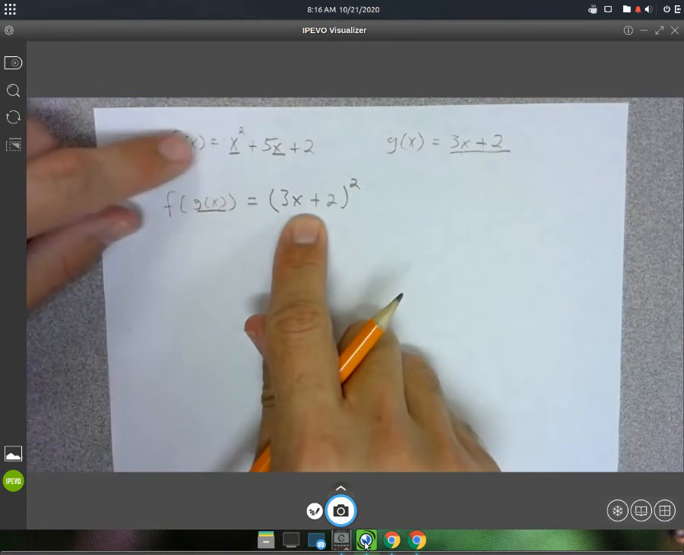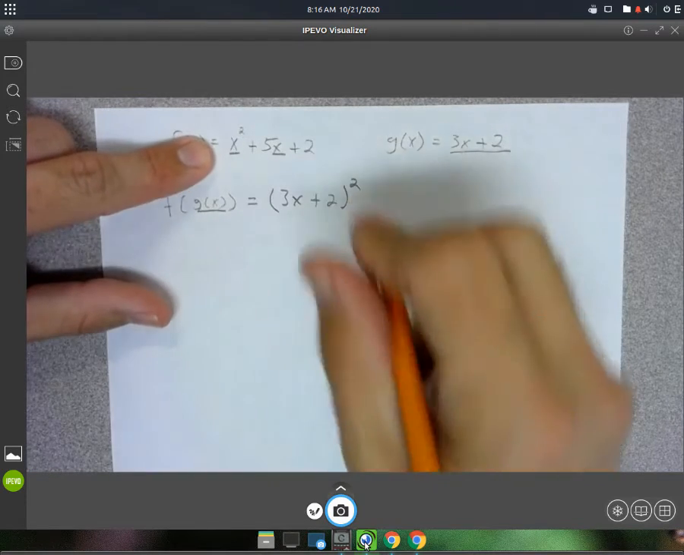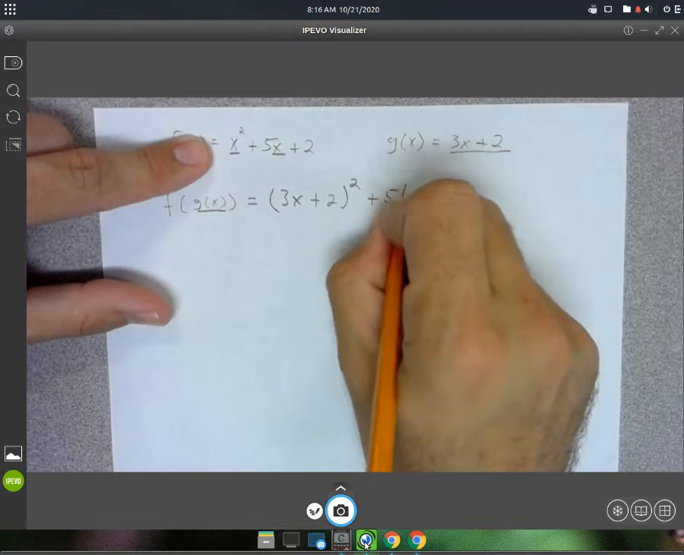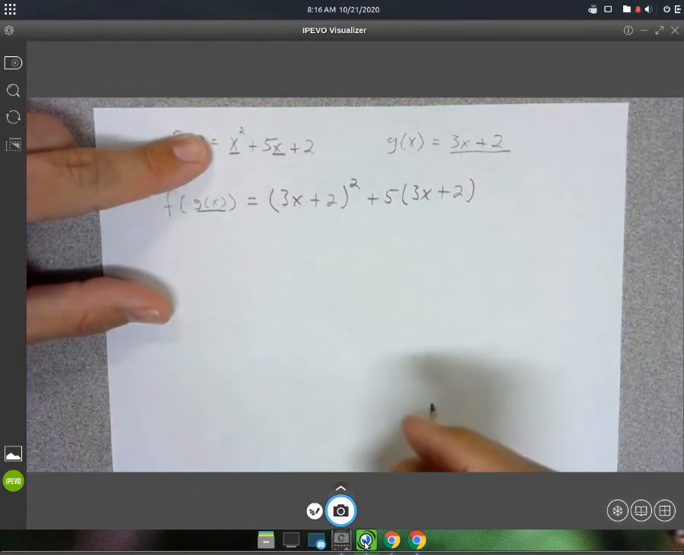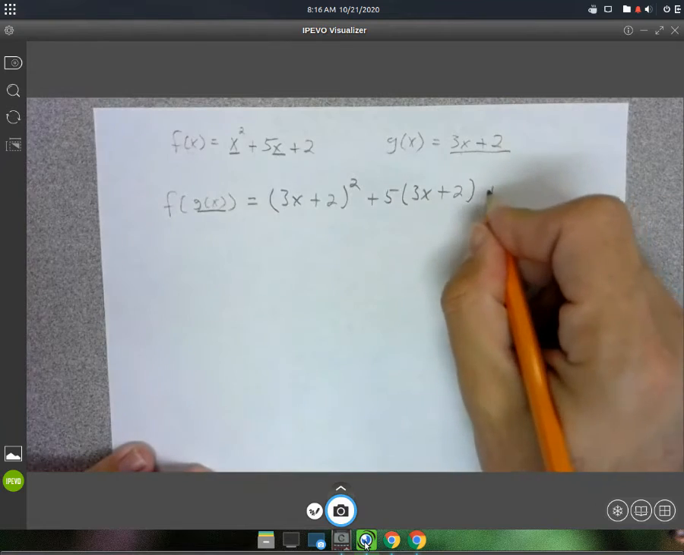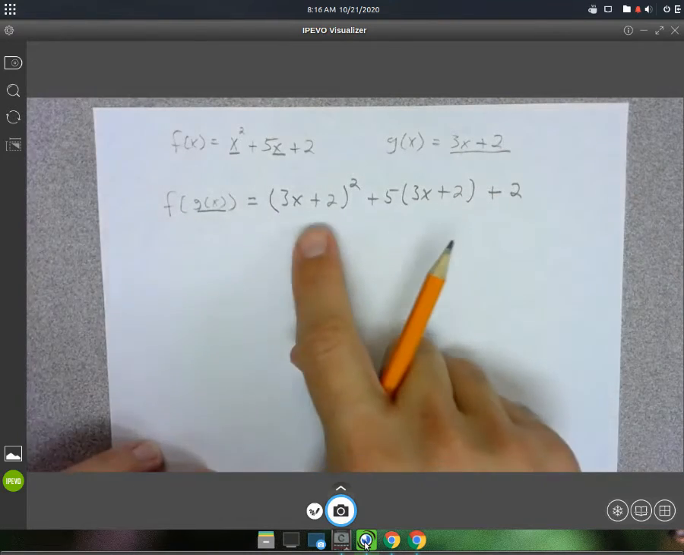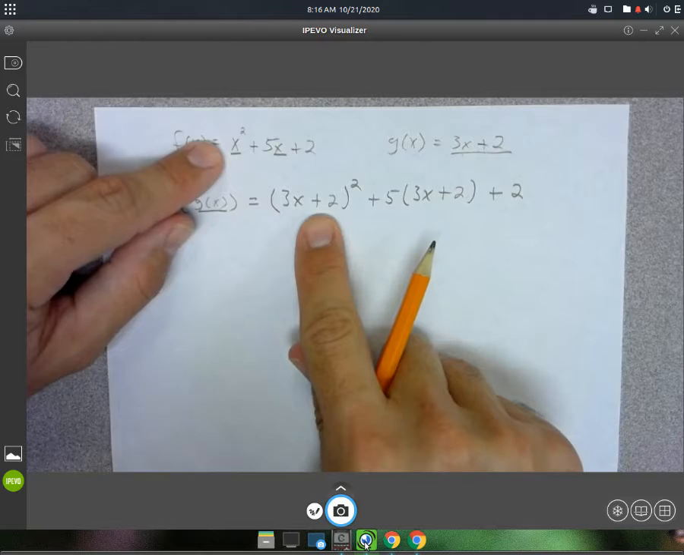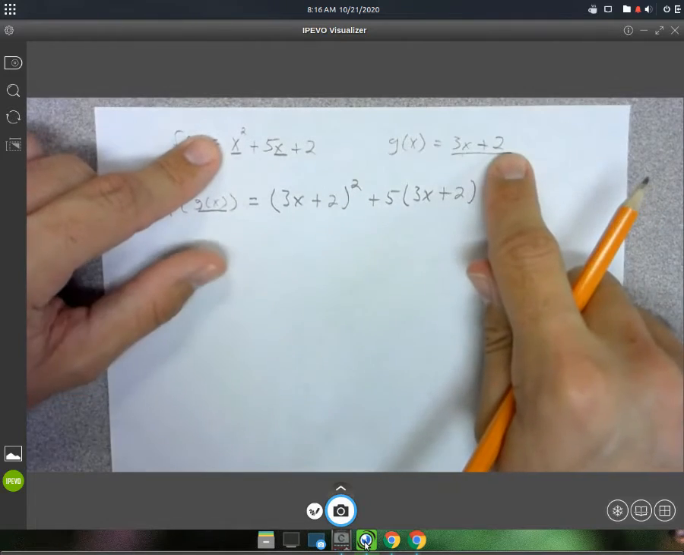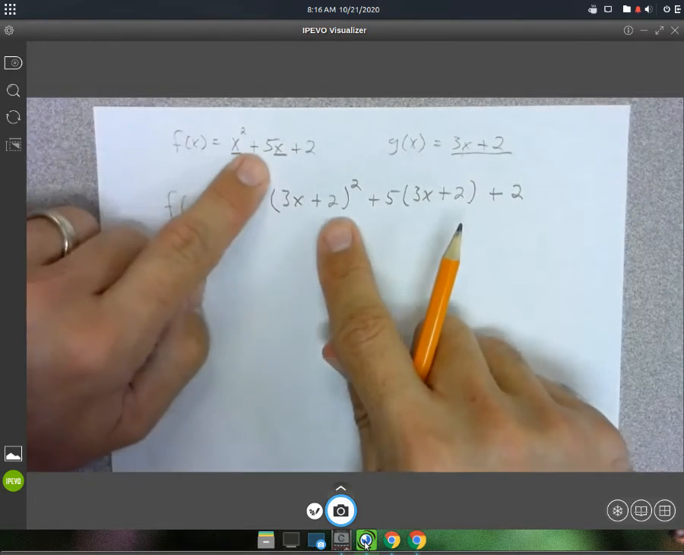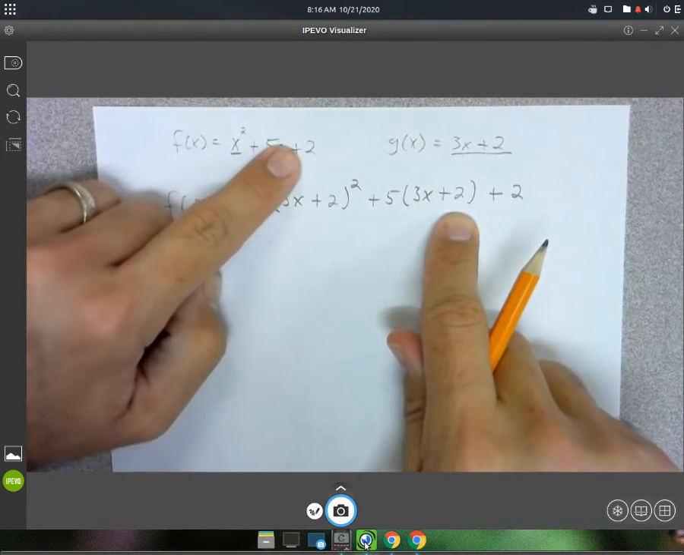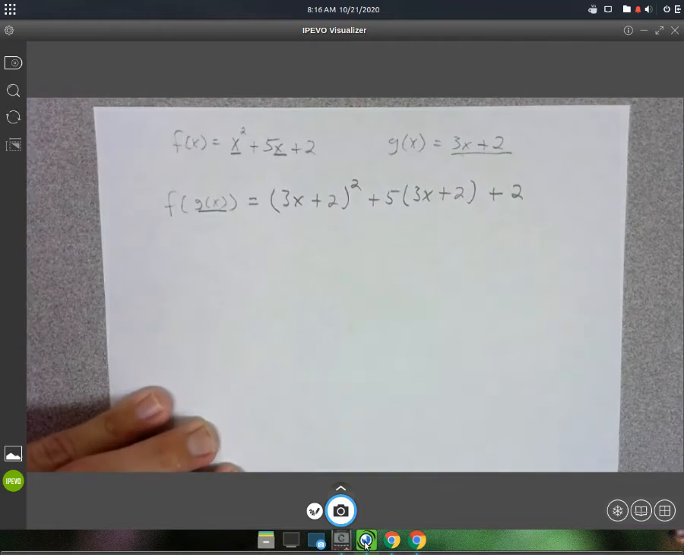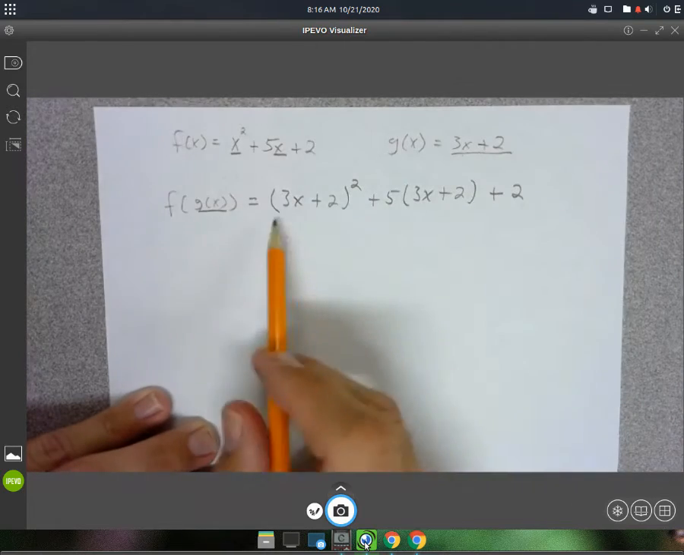So all that squared, that's just like the x squared part, plus 5, but we're replacing the x with a 3x plus 2, plus 2. All right, so it's x squared, but instead of an x, we're putting 3x plus 2. Then plus 5, but instead of an x, we're putting 3x plus 2. And then there's the plus 2. All right, so now we would have to simplify this whole thing.